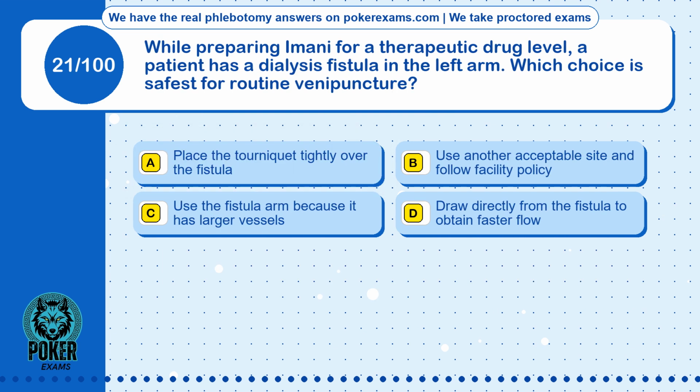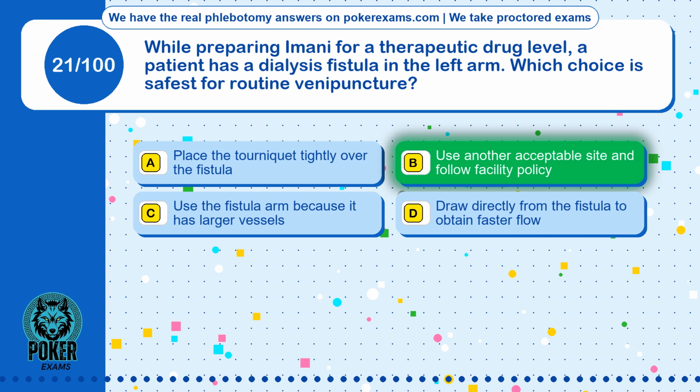Question 21. While preparing Imani for a therapeutic drug level, a patient has a dialysis fistula in the left arm. Which choice is safest for routine venipuncture? Option A. Place the tourniquet tightly over the fistula. Option B. Use another acceptable site and follow facility policy. Option C. Use the fistula arm because it has larger vessels. Option D. Draw directly from the fistula to obtain faster flow.